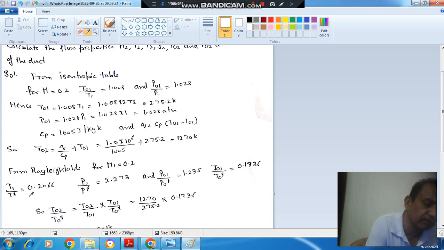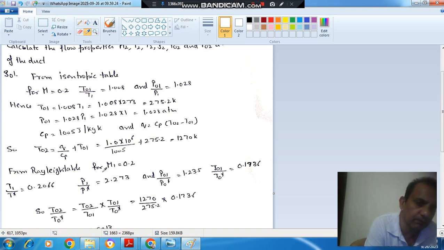So T1 by T star is 0.2066, P1 by P star is 2.273, P naught by P naught star is 1.235, T naught by T naught star is 0.1736. That we have seen from the Rayleigh table.